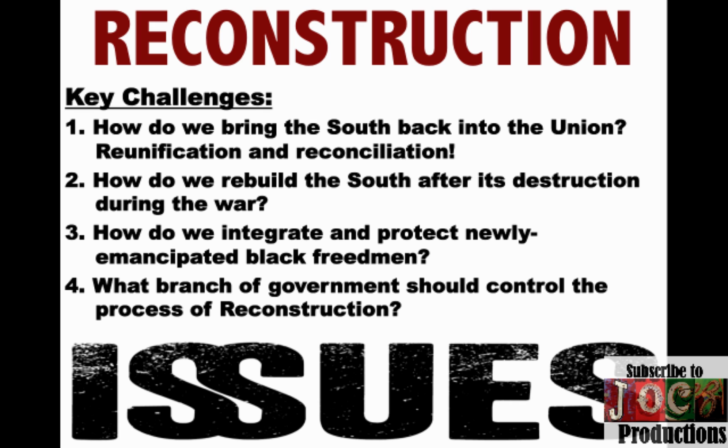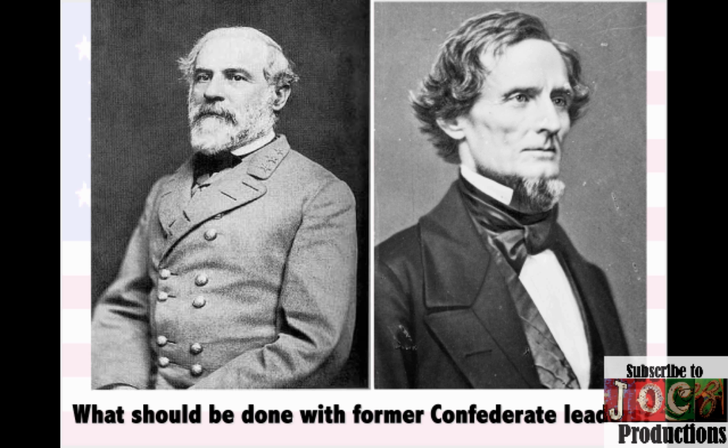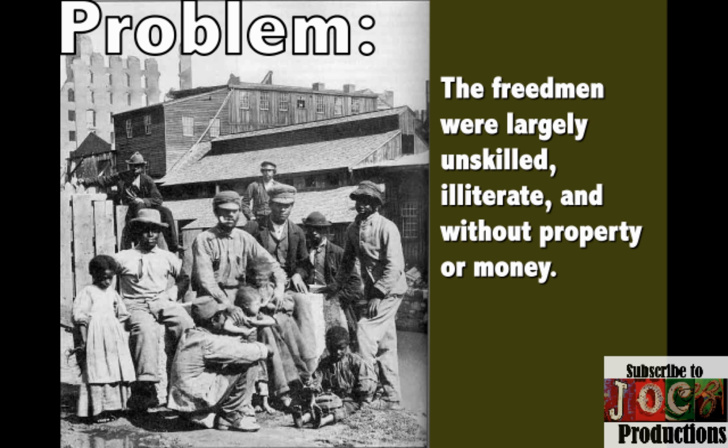And then fourth, what branch of government is going to control this process of Reconstruction? Should it be Congress? Should it be the president? And you're going to see disagreement over that issue as well. And even things like, what do you do with the former Confederate leaders, people like Robert E. Lee and Jefferson Davis? Should they be punished? Should they be forgiven? What should happen to them? And one of the earliest problems Lincoln, even before the war was over, had to address was the problem of these now freed people who are largely unskilled, illiterate, without property or money. How are you going to help them out?